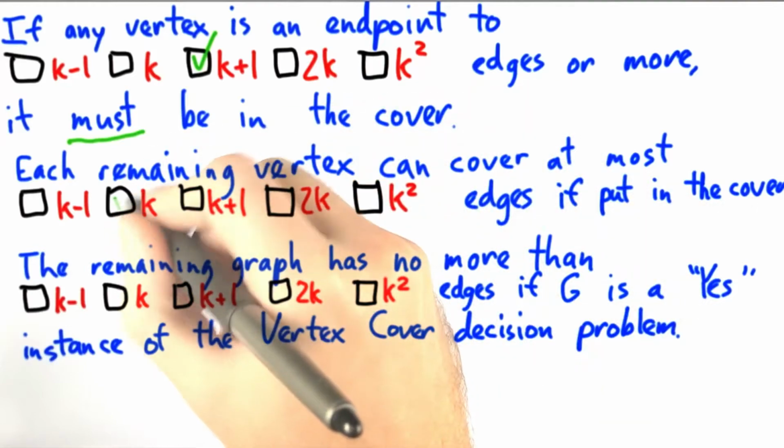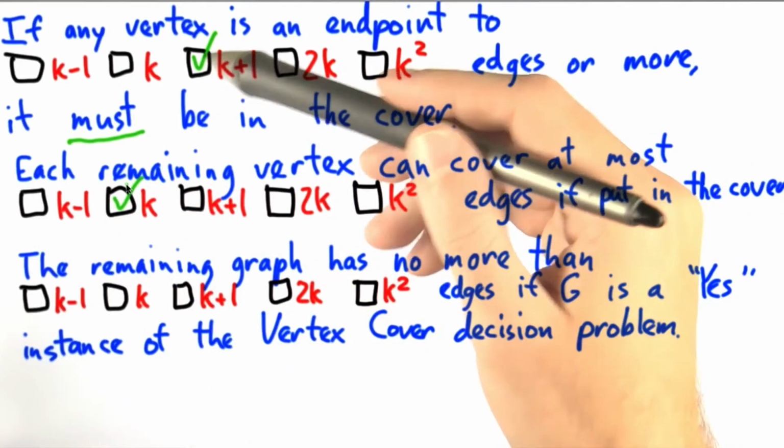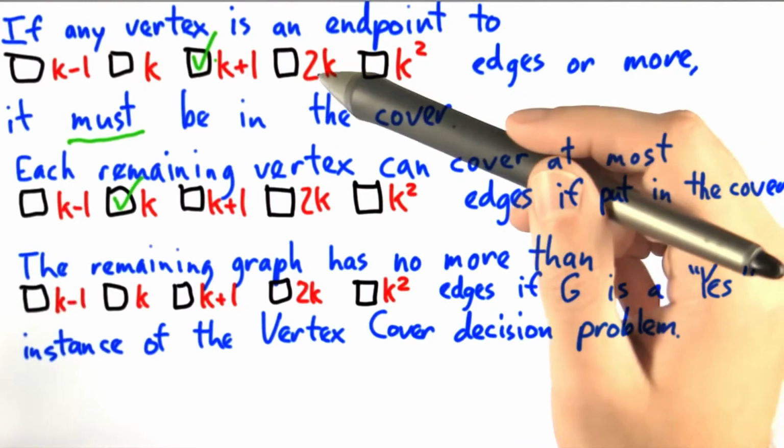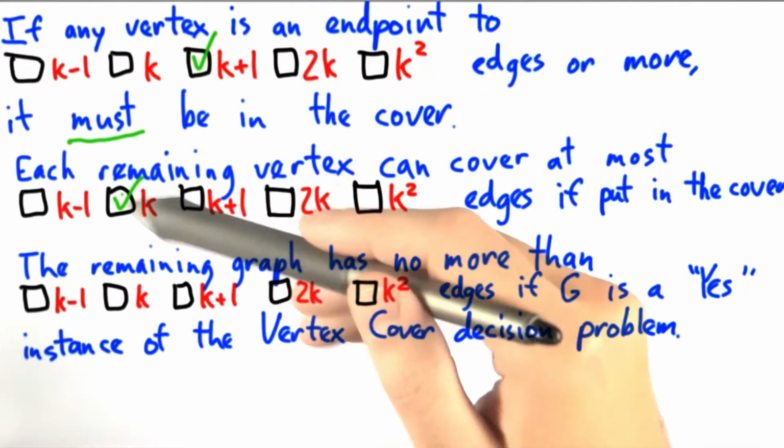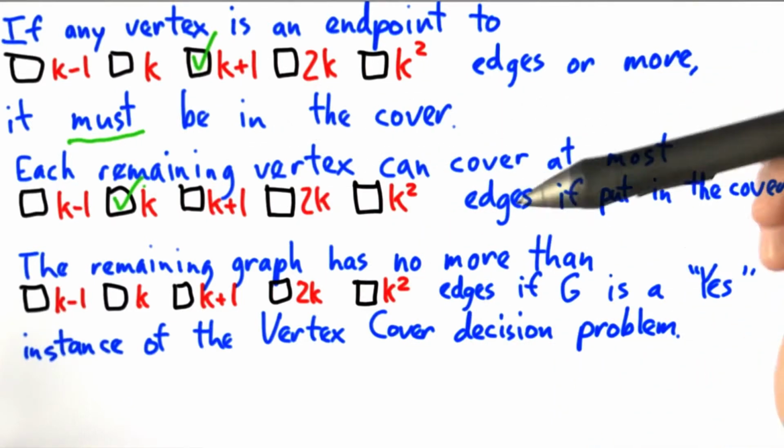So the answer to this first question is k. And that's because, well, we've already gotten rid of any vertices that have k plus 1 edges or more. So all the remaining vertices can have at most k edges connected to them.